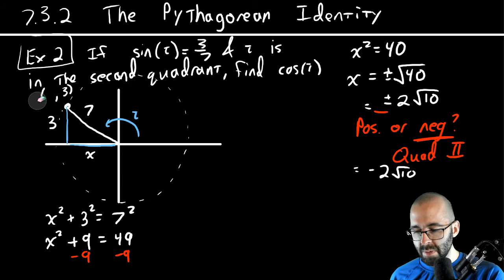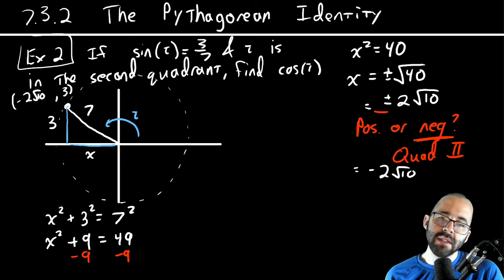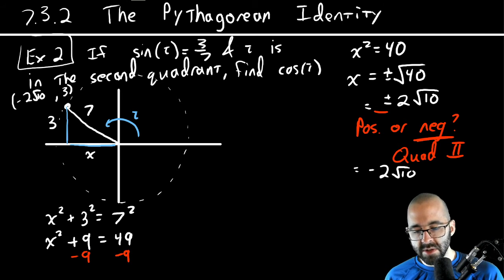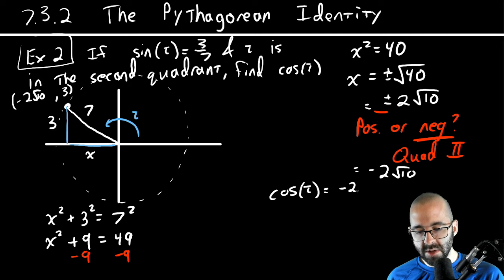So this point up here is the point negative 2 root 10. But because I didn't use a unit circle this time, this is not the answer for cosine. If we use the unit circle, the x coordinate would be cosine. But we're going to have to actually use a triangle right here. Okay? So cosine of t is going to be the x coordinate, which is negative 2 root 10, divided by the hypotenuse, which is 7.